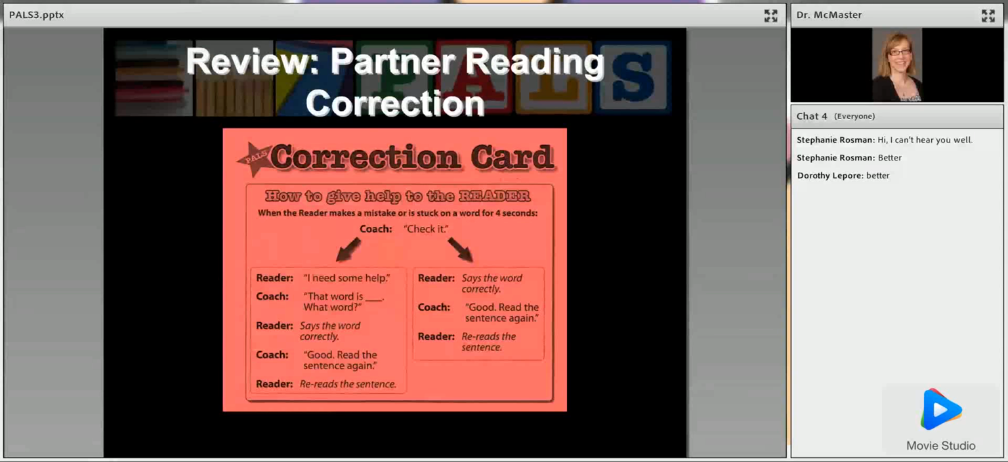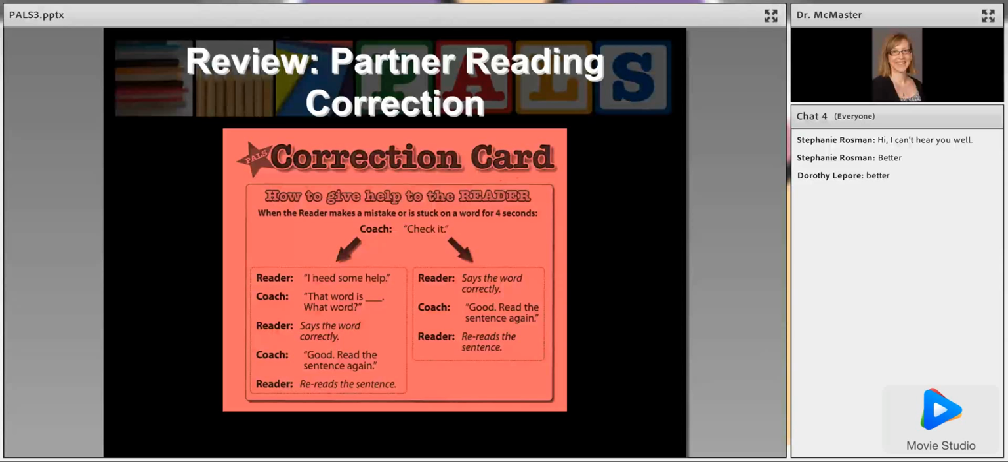Here's the correction card that students have available to remind them of what to say if their reader needs help. If you remember from last time, there are several different types of mistakes that a reader might make. They might say the wrong word, add a word, skip a word, or just get stuck and wait for 4 seconds. If that happens, the coach says "check it" and points to the word that is the mistake.